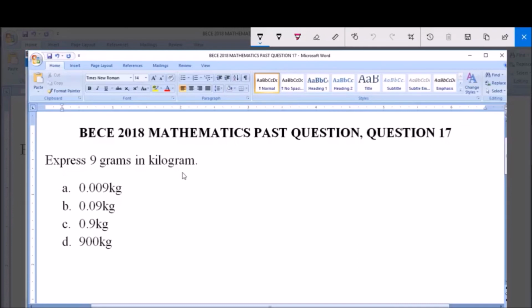Today we're going to be dealing with BECE 2018 Mathematics Past Question, question 17. Express 9 grams in kilogram. A 0.009 kg, B 0.09 kg, C 0.9 kg, and D 900 kg.